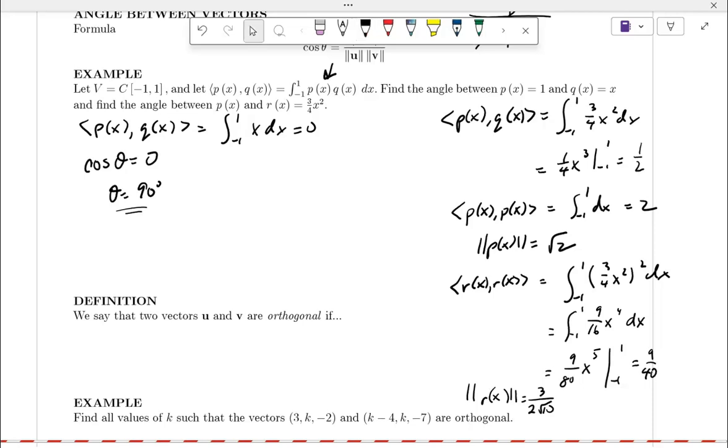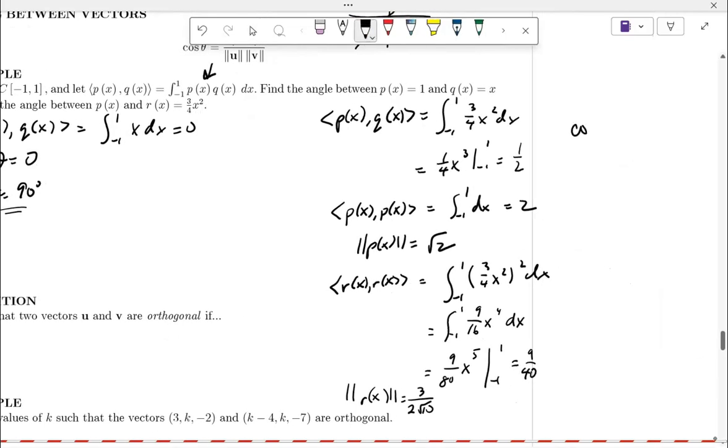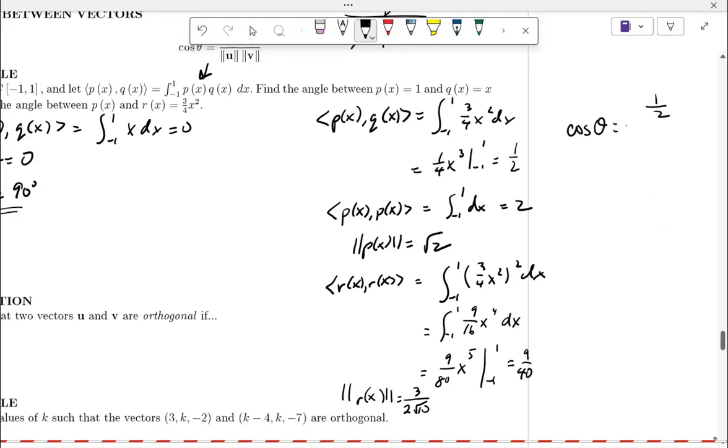So then, if we're going to figure out the angle, we're going to use that cosine formula again. The inner product was a half. The magnitude of P of X is √2, and the magnitude of R of X is 3/2√10. I get square root of 5/3 when we finally simplify all of that mess. Feels like the square root of 5/3. Looks like I did it okay.